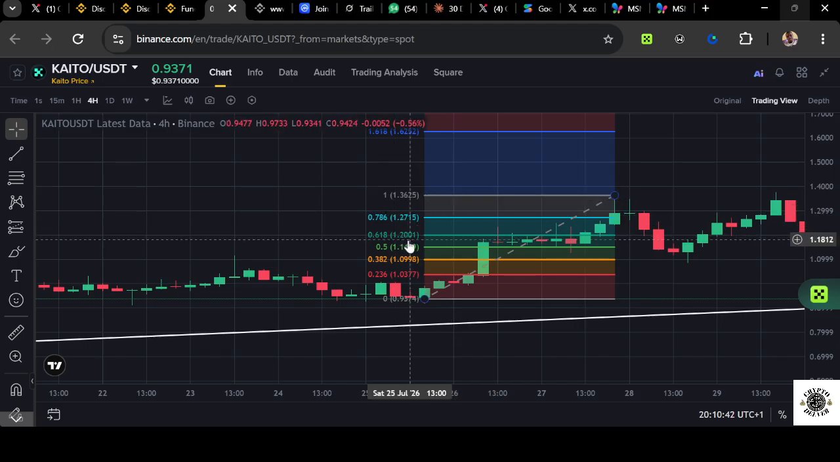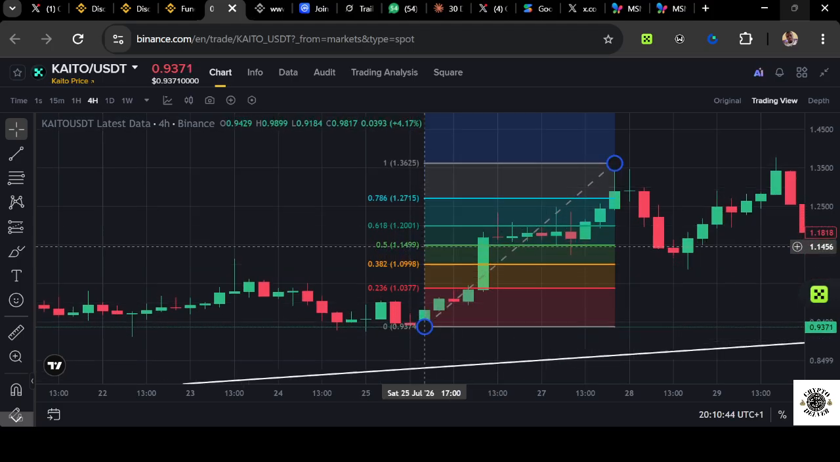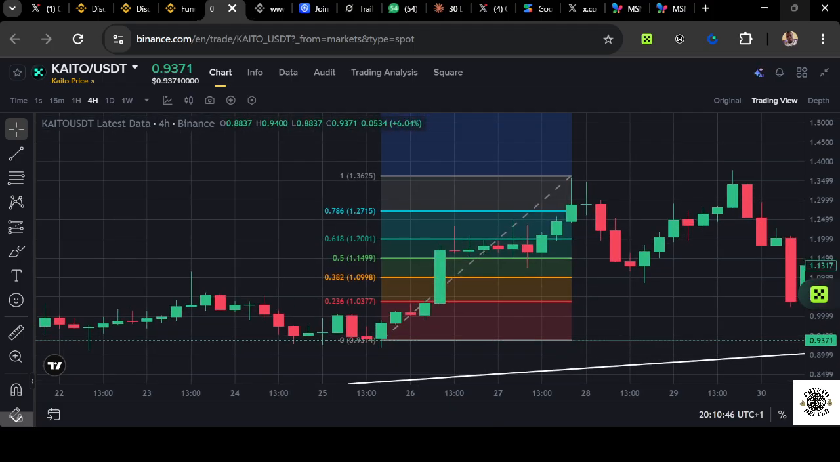I want you to take note of something, a very important one. Now there are different levels. You see, this is 0.7, this is 0.6, 0.5, 0.3, and so on and so forth. Alright, now what we're going to be doing here is that when you look at this point, you discover that there are different levels. First of all, we need to understand something.